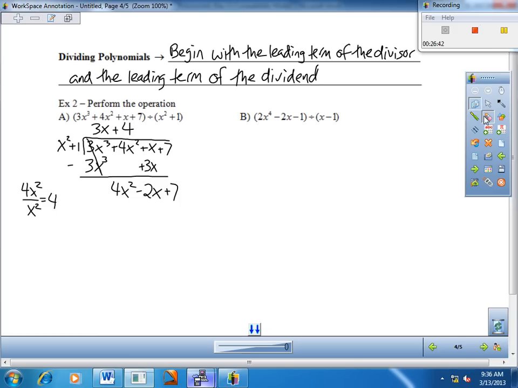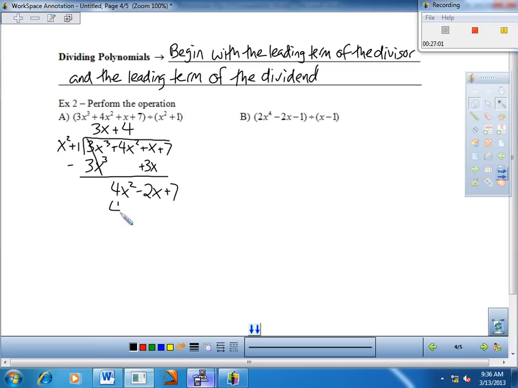All right, let's get rid of this right here and keep it going. So what do I do once I have this piece of my quotient? I have to multiply it back on down. So guys, multiply it into the divisor, the whole thing. Think of it as distributing it in. 4 times x squared is 4x squared. 4 times 1 is 4. Put it under its like term, please.